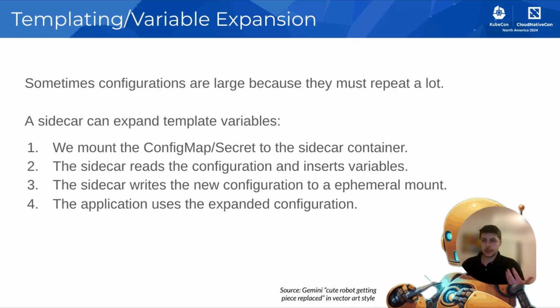So you can have another sidecar if you want to reduce memory. If you want to reduce the size of a config map, one thing you can do is add in templating. This is nice if you have a configuration that has a lot of repetition, right? Because you can take all that repetition, turn it into a variable, and just expand that variable later on. So the sidecar watches the config map, and when it sees an update, it does the templating, and then it writes it to the mount, and then the application just uses the expanded configuration. It doesn't even know it's been expanded.